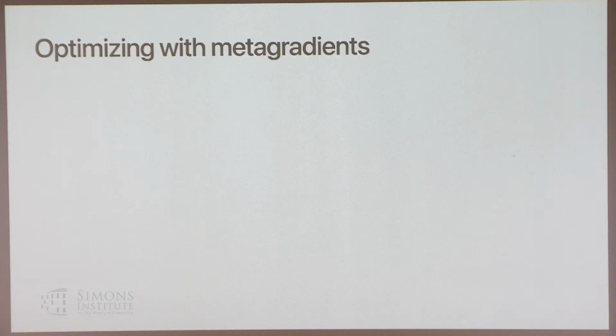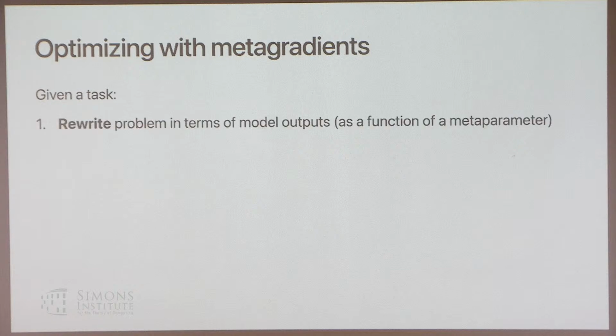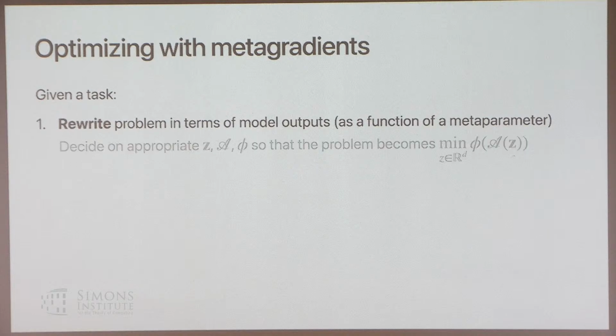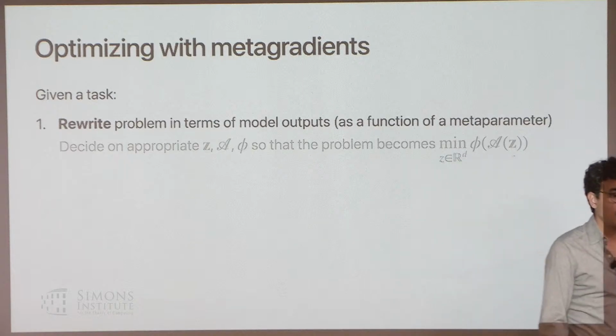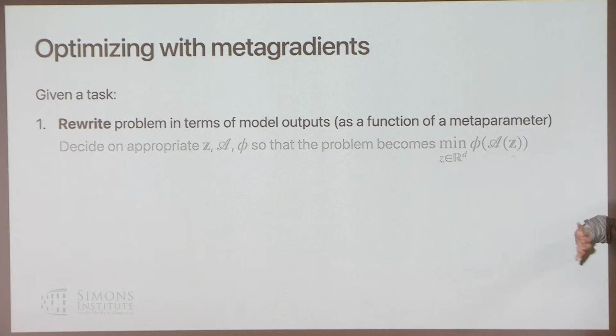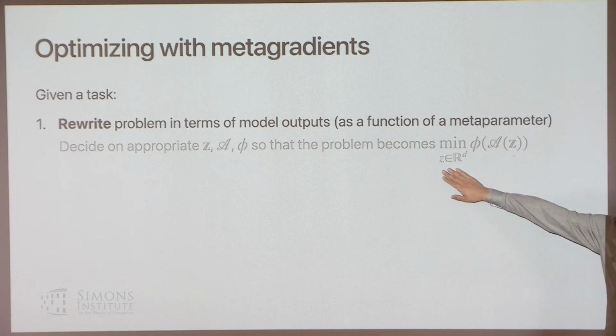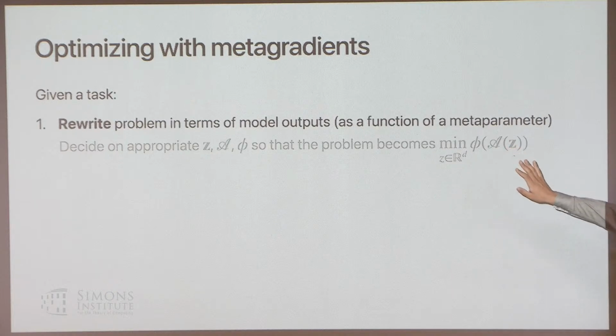So let's start with optimizing. Remember, our goal here is that we have some design choice, whether that's data selection, pixels of individual data points, or hyperparameters. We have some design choice, and we'd like to make it optimally for downstream model performance. So our general recipe is going to look like this. We're going to write our problem in terms of the notation that we've been talking about. We're going to decide on a specific z, A, and phi so that our design decision can be expressed in this form, so that what we want is to minimize, with respect to the metaparameter z, the model output evaluated at z.